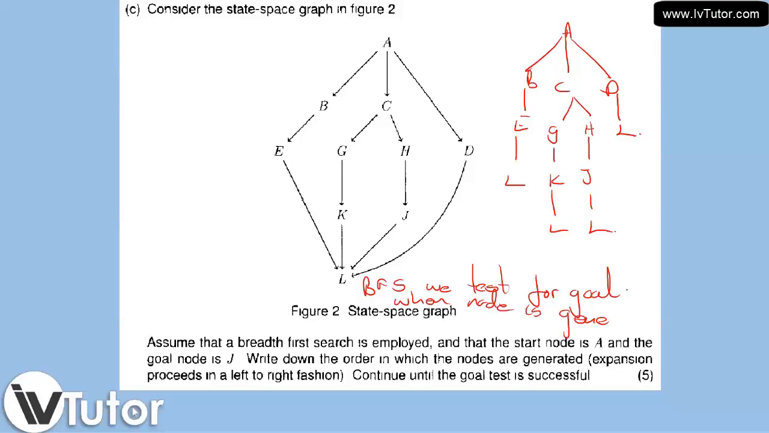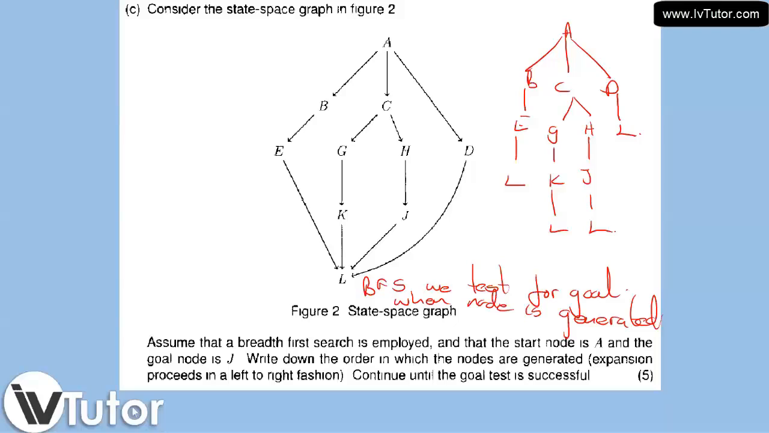When the node is generated, right? So what does it mean? It means when it is produced, that's when you goal test. Other ones, see depth first, test when the node is being expanded, just before expansion. That's when it is tested.